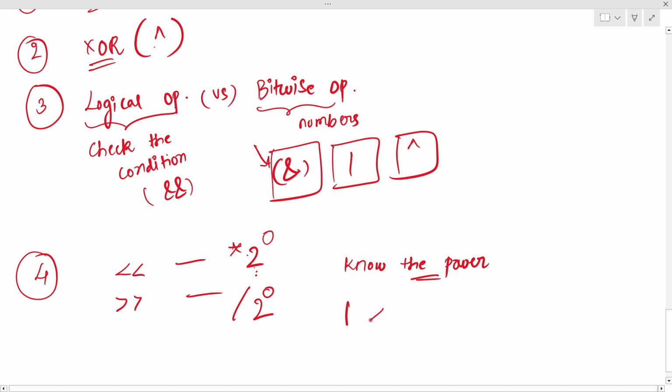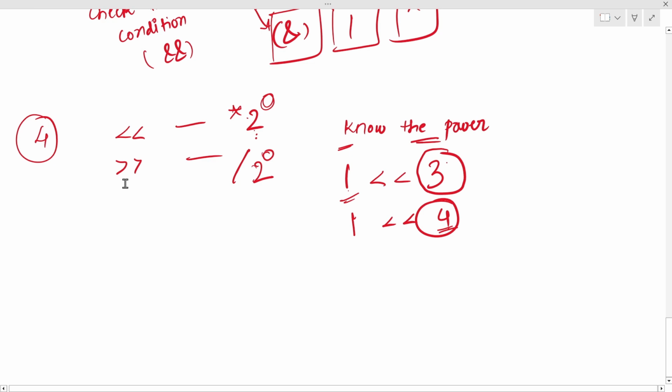If I tell you to left shift the number 1 three times, then you are clearly seeing that you need to multiply this number by 2 power 3. And if you are told to left shift 4 times, you can clearly see you need to multiply it by 2 power 4. Similarly, it applies for division as well. Okay, divide by 2 power something. So know the power and you apply these left shift and right shift operations.